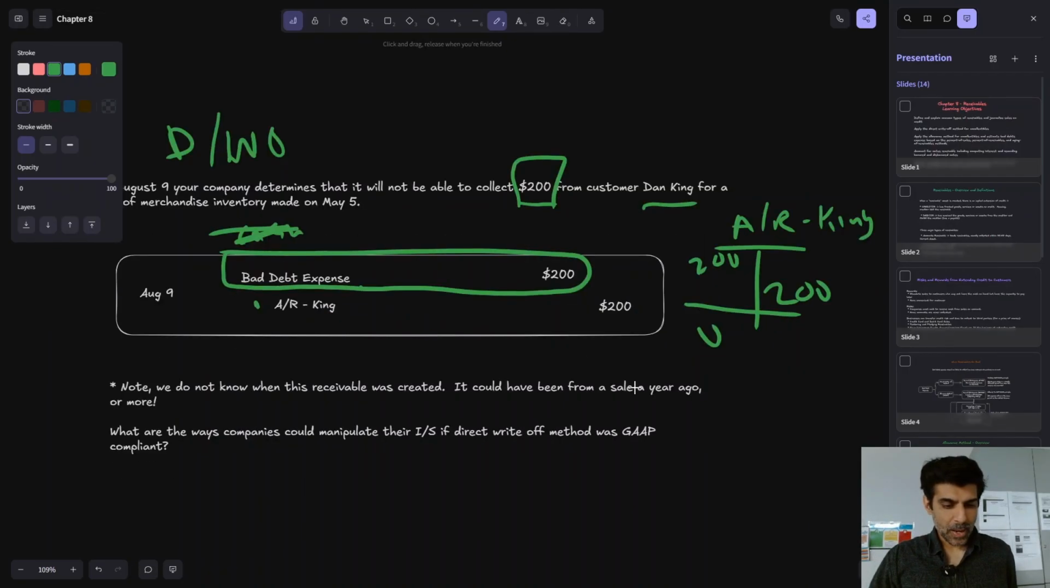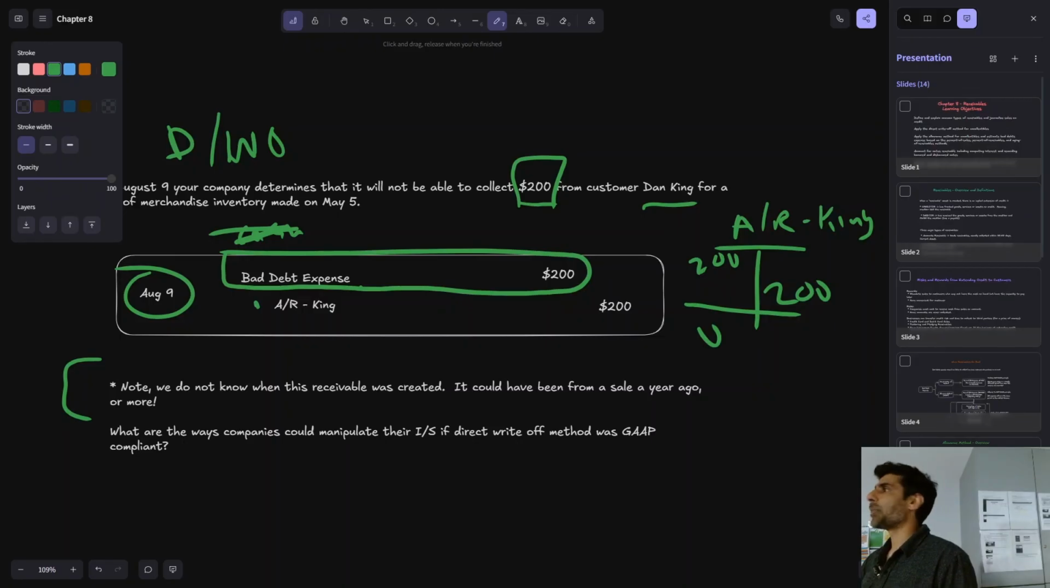Okay. And again, even though we know on August 9th that we're writing this off, it could have been that this sale to King happened 2 years ago or whatever. It could have happened a long time ago in a different accounting period. So this expense is going to be mismatched with the revenue. Okay, so that's the whole problem with this direct write-off method.